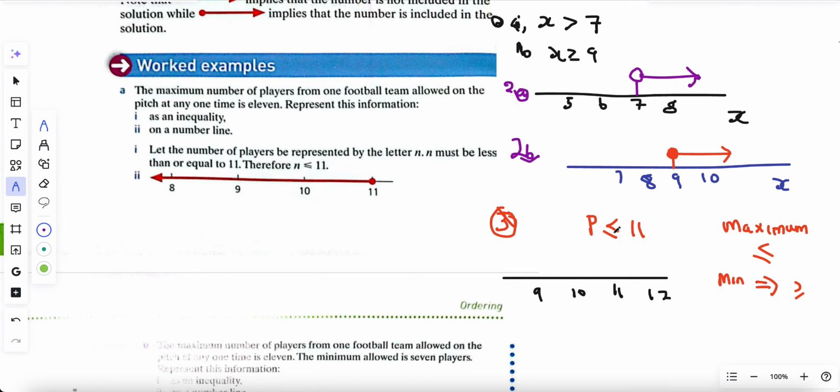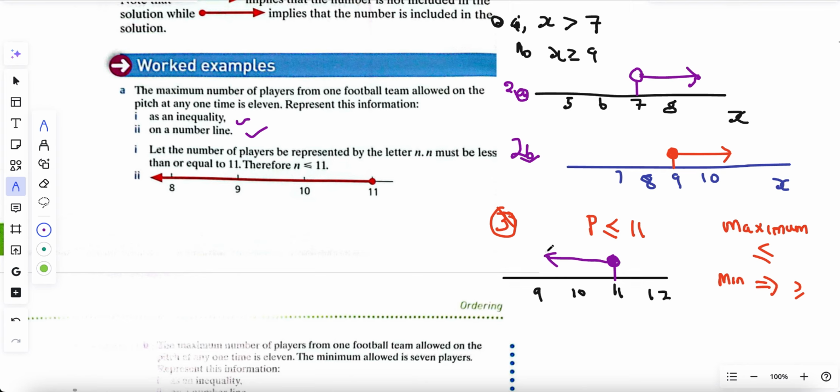You say it's lesser than or equal to, so I draw here. I have to shade this place because it's lesser than or equal to 11. Then I go to the left. That's it. You've represented this in a number line. That's the first part of the question. You say, show it as an inequality. We've done that. You say, show it on a number line. We've done that, right?